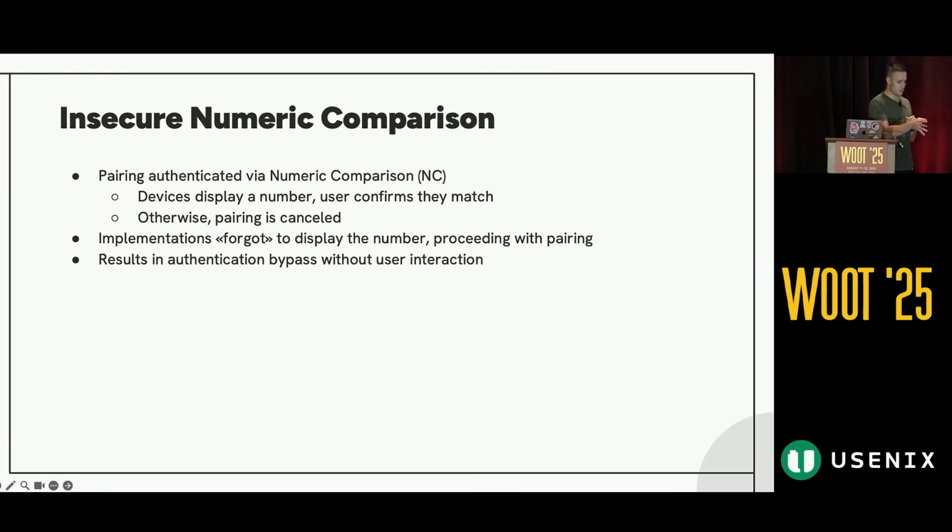Some implementations forgot to display the number. So what happens is the smartphone sees the code, but the car doesn't, and the car just pairs. It accepts it, whatever. It doesn't need the user input. So you can pair to a car bypassing the user interaction requirement, bypassing everything, and just remotely pair to a car that is available. And most cars have IVIs available even when they are not completely powered on, or shortly after they've been powered off.